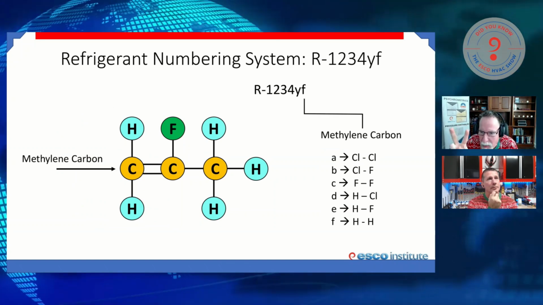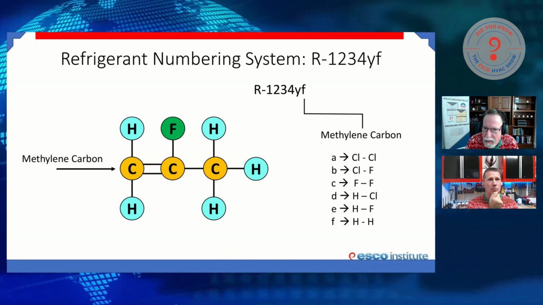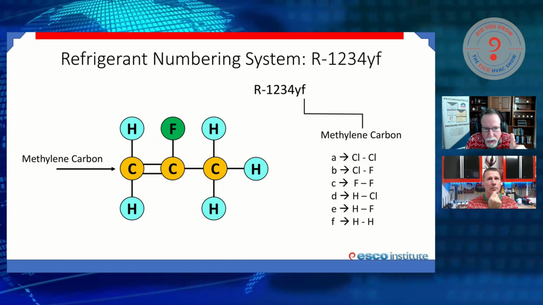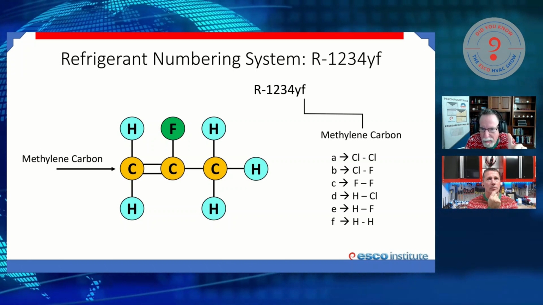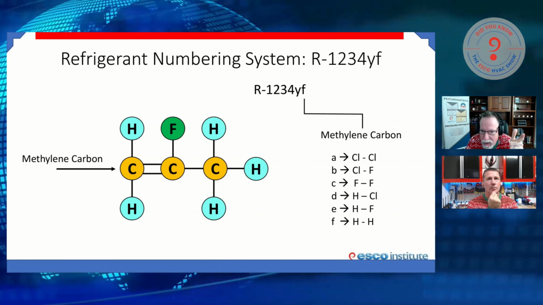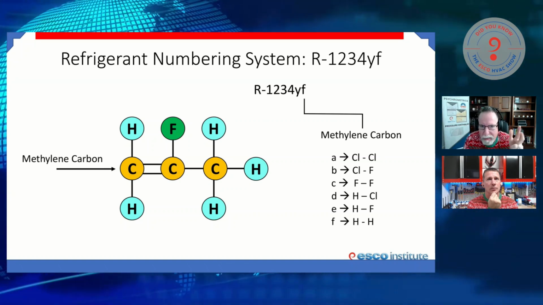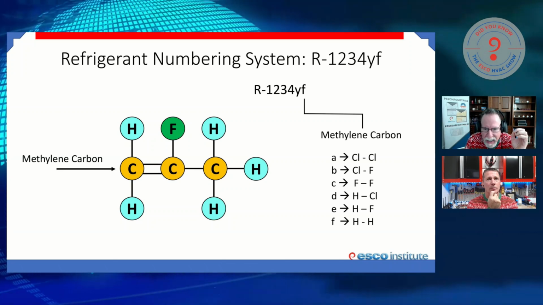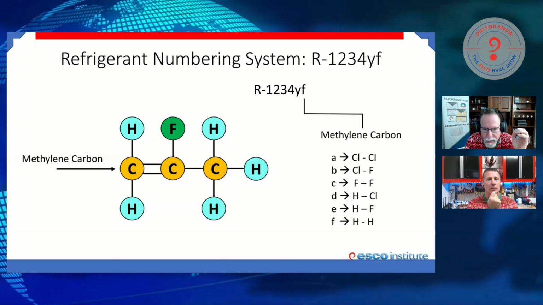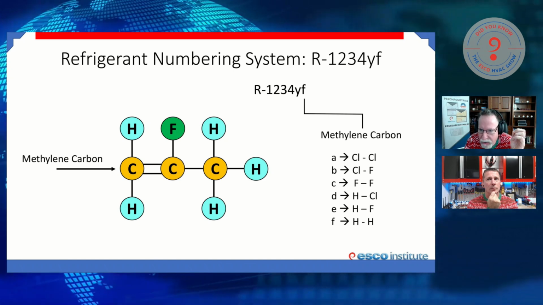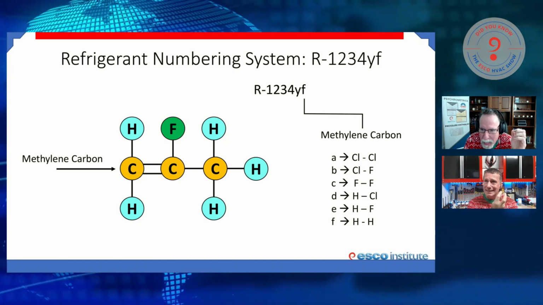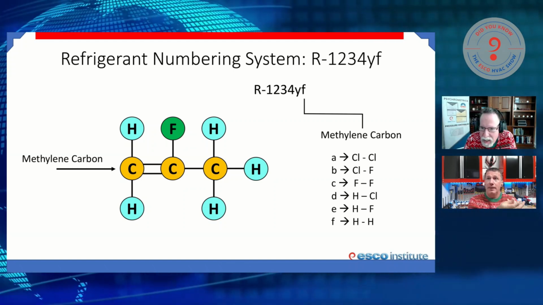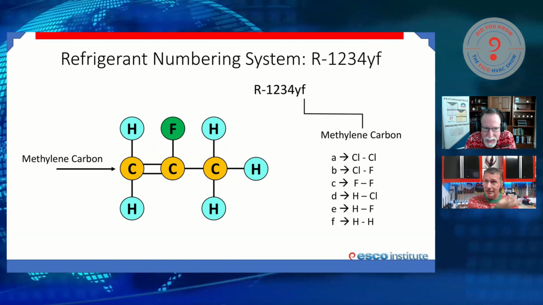Methylene, ene, the double-bonded carbon. That's the carbon on the left. If it's an a, both of the atoms connected to that carbon are chlorine. If it's a b, one's chlorine, one's fluorine. If it's a c, they're both fluorine. If it's a d, one is hydrogen, one is chlorine. If it's an e, one's hydrogen, one's fluorine. And if it's an f, they're both hydrogen. So we're just replacing the hydrogen with whatever that tells you, except for an f, which keeps it as itself.